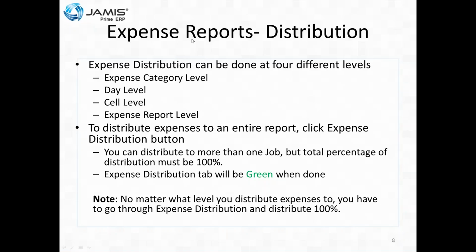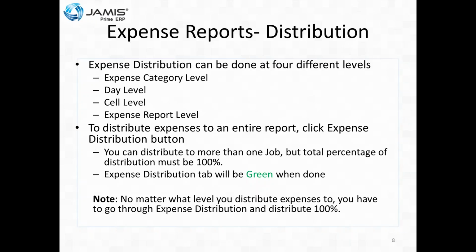Okay, the expense report distribution can be done at 4 different levels. It can be done at the expense category level, you know, by car or by hotel. It can be done at the day level. All of Monday's expense went to here, there, or everywhere. You can do it at the cell level. Each cell you can denote where it goes. Or you can say this entire expense report is going to go someplace.